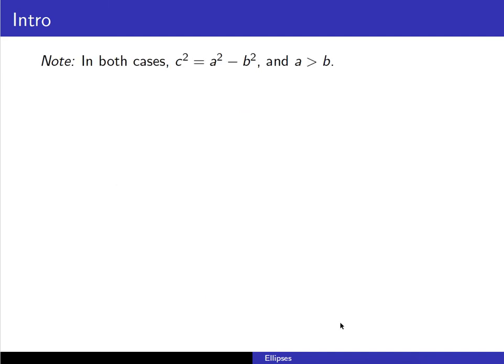Note in both cases the value of c, or in this case c squared, is going to be a squared minus b squared. So it's a little bit like the Pythagorean theorem, but instead of a squared plus b squared, your distance from your center to your focus point, that value of c, when you square it, is a squared minus b squared. And a is always going to be bigger than b. That's not always going to be the case for hyperbolas, which we'll talk about in another video.